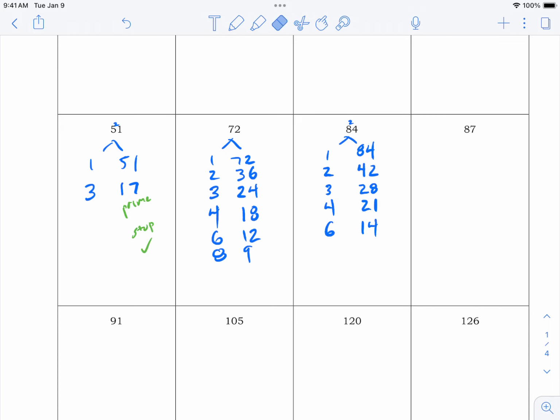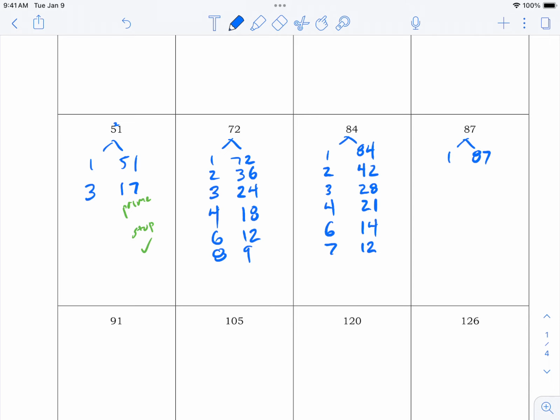Okay, cool. 7. Hey, that's in our times table. 7 times 12 is 84. 8. I don't think 8's going to work. No. 9. That's not in our 9s, right? No. 10. No. We met in the middle. We're done.